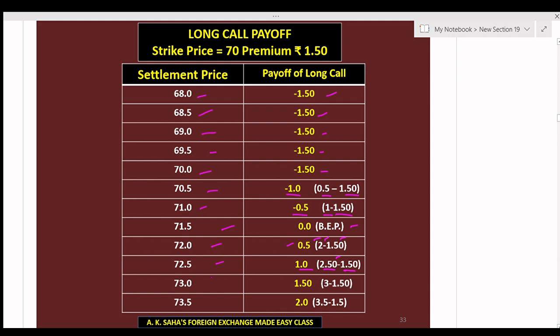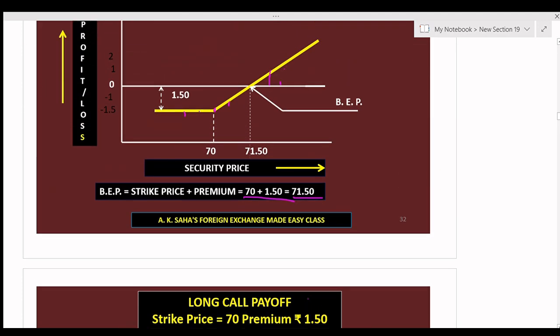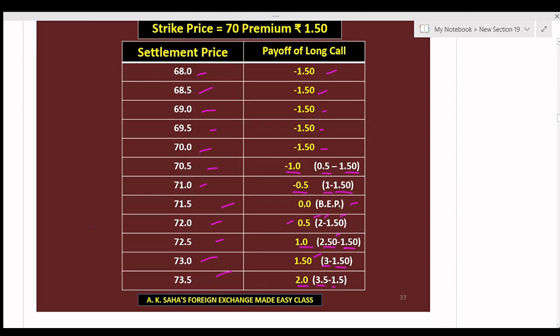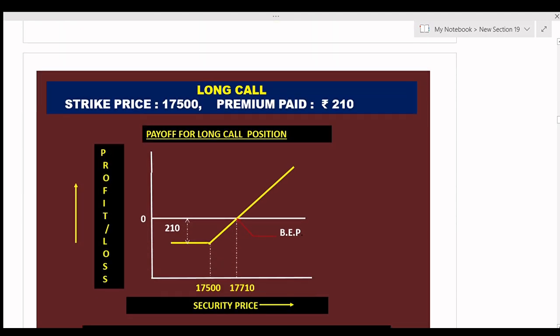At 73, it will be 3 minus 1.5, the profit will be 1.5. At 73.50, that is 3.5 minus 1.5, the profit will be 2. And the diagram will be this. You see that this is the profit and loss in the y-axis and security price in the x-axis. And the break-even point is strike price plus premium, 70 plus 1.5. In the put case, it will be strike price minus premium. And in the call option, it will be plus.